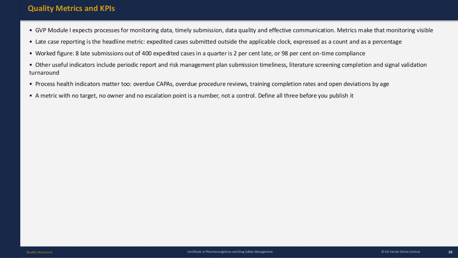Quality metrics and KPIs. GVP module I expects processes for monitoring data, timely submission, data quality, and effective communication. Metrics make that monitoring visible. Late case reporting is the headline metric: expedited cases submitted outside the applicable clock, expressed as a count and as a percentage. Worked figure, 8 late submissions out of 400 expedited cases in a quarter is 2% late, or 98% on time compliance. Other useful indicators include periodic report and risk management plan submission timeliness, literature screening completion, and signal validation turnaround.